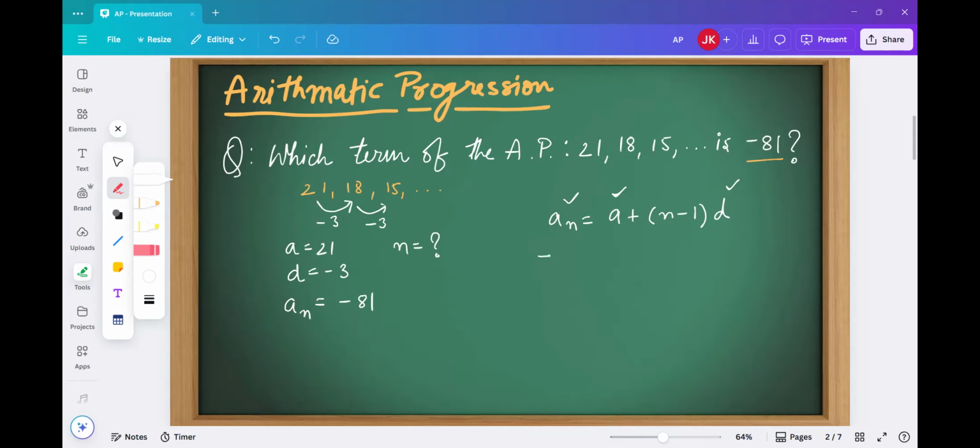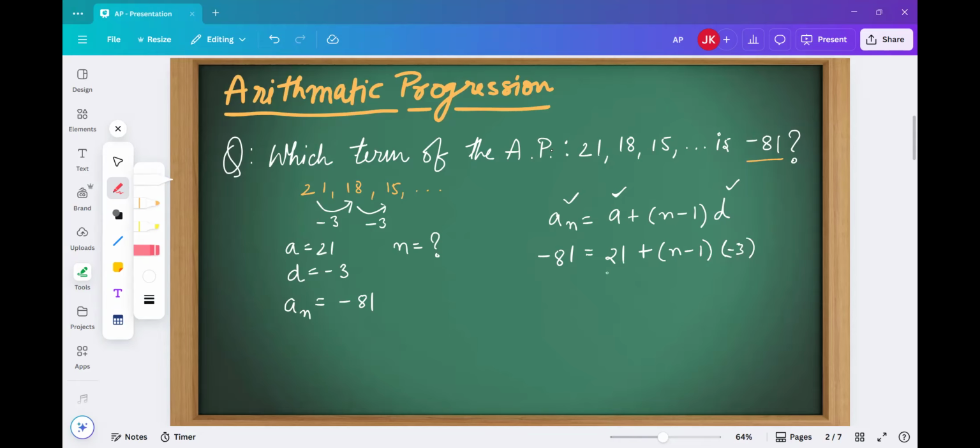Putting AN equals minus 81, right? And then instead of A, putting 21 plus, keep N minus 1 as it is and multiplying it by minus 3. So whenever there is another sign like minus in this case, we have to put a bracket, so that we are able to know there is a minus sign. If we don't put a bracket, it will look like it's subtracted from this one. We don't want to make that mistake.